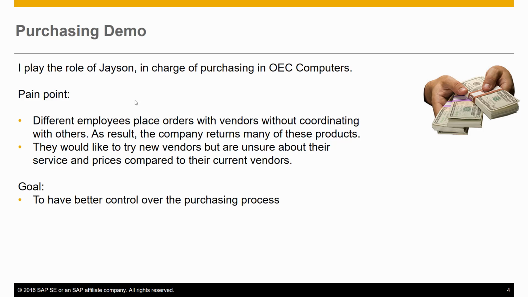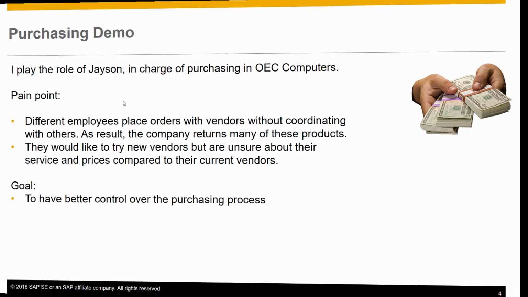I play the role of Jason, in charge of purchasing at OEC Computers. Today in the company, different employees place orders with vendors without coordinating with each other. As a result, the company returns many of these products. In addition, the company would like to try new vendors, but are unsure about their service and prices compared to their current vendors. Their goal is to have better control over the purchasing process overall and reduce the number of returned items.